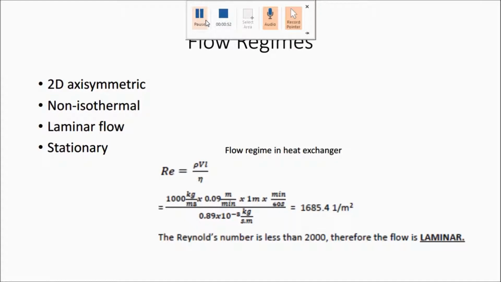From the question, it is given to construct a geometry with a few assumptions made. First of all, 2D axisymmetric, non-isothermal, laminar flow, and stationary. From this equation, Re, the Reynolds number, is equal to density times velocity times the length over viscosity. You will get the Reynolds number to find whether the flow is laminar or turbulent. We calculated it and it is less than 2000, so it's a laminar flow.